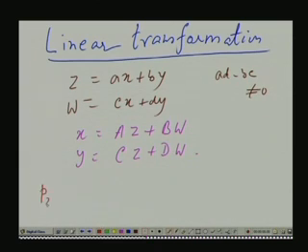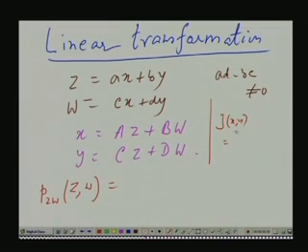that this is equal to, what is the Jacobian, by the way? Del z del x is A, del z del y is B. J of x comma y: del z del x, that is A, del z del y, that is B, then del w del x, C, and del w del y, D. So the determinant of that is AD minus BC.